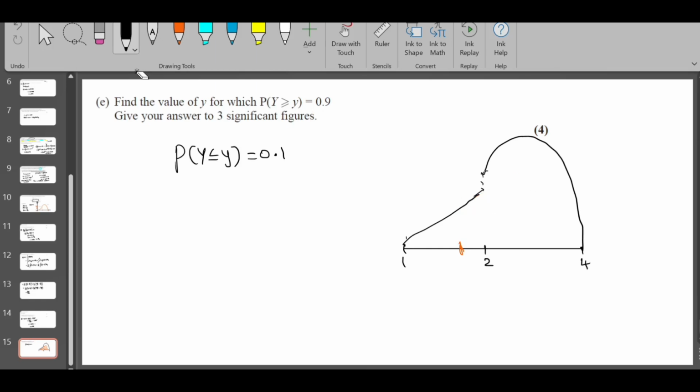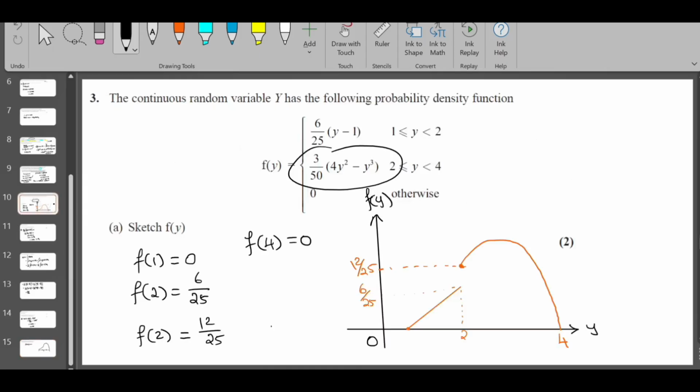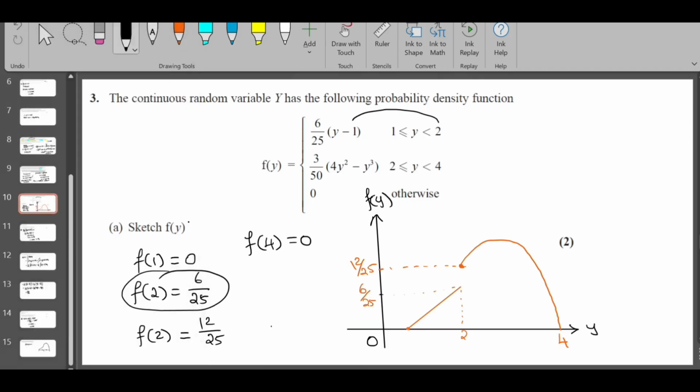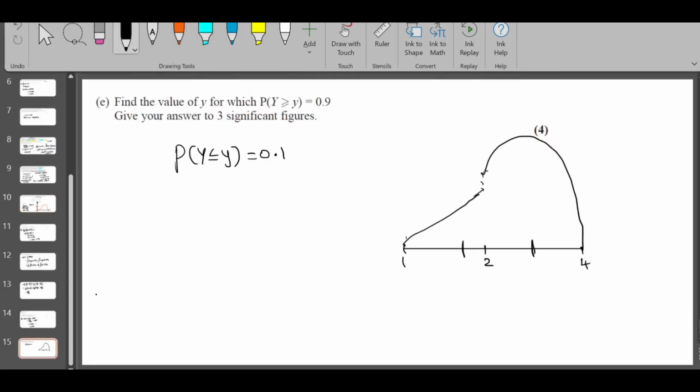Now, the next thing we should know is where y is, whether between 1 to 2 or 2 to 4. That's when we go back to the function. When you replace 2 here, we get f of 2 is 6 over 25, which is 0.2. So here the function value is 0.2, but we are talking about the function value 0.1. That tells us definitely y is between 1 to 2. We don't know where exactly, so we don't need this graph. So let's say y is here.